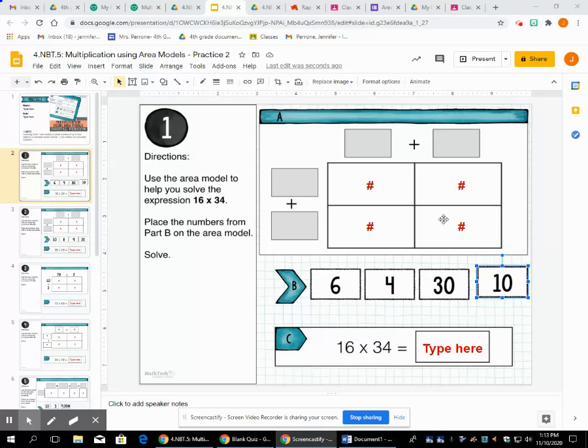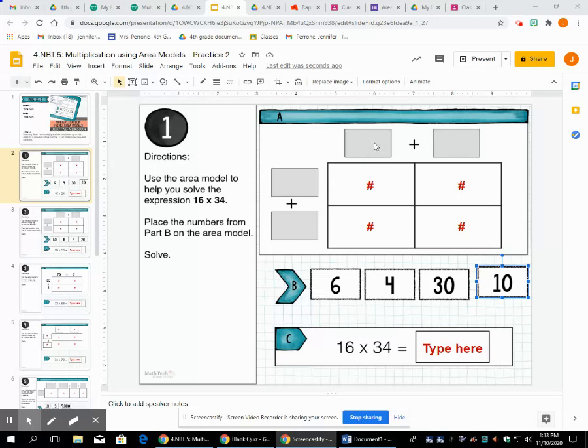The way that I know how many parts or quadrants I would divide it into depends how many digits I have. 16 has 2 digits, 34 has 2 digits, so that gives me 4. So that's why I'm going to have 4 boxes. Then you look on top. You have 2 boxes with the plus sign, and then you look on the side. This is where you're going to put the numbers you're multiplying.